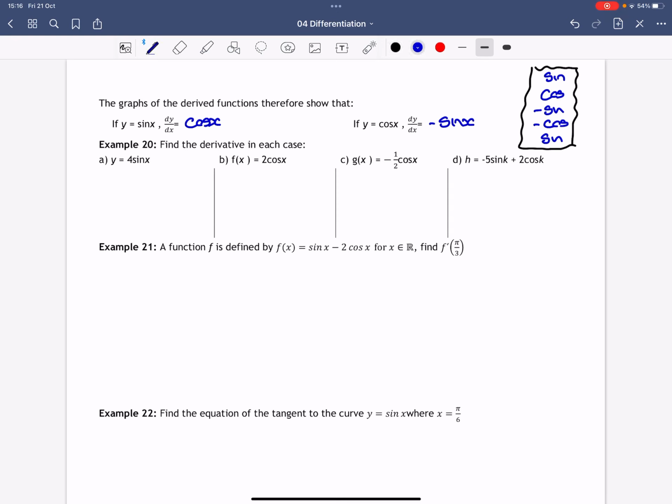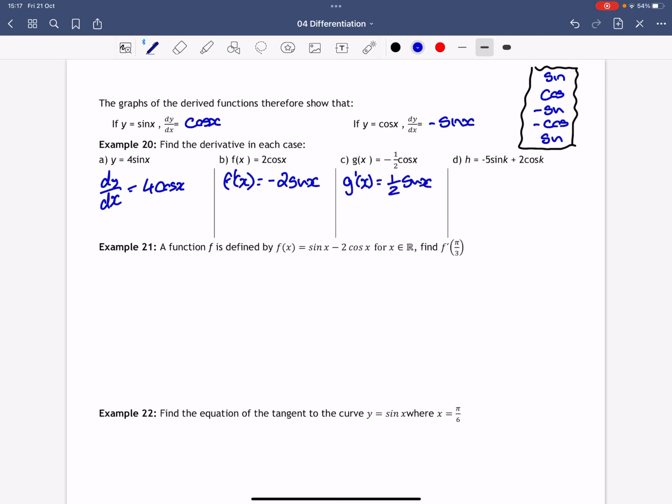So example 20, if y is equal to 4 sine x, differentiate 4 sine, I'm going to get 4 cos. So dy by dx is equal to 4 cos x. If f of x is 2 cos x, then f dashed x is going to be minus 2 sine x. If g of x is minus half cos x, then g dashed x, minus cos goes to positive sine, I should say. It's going to be a half sine x.